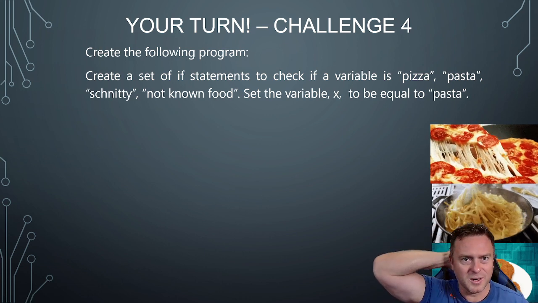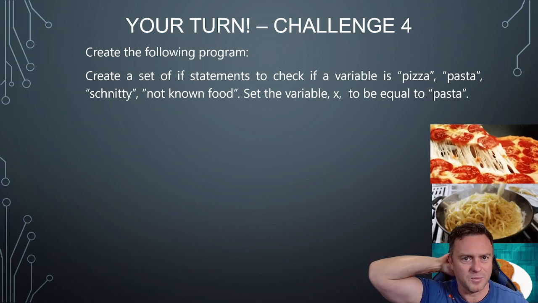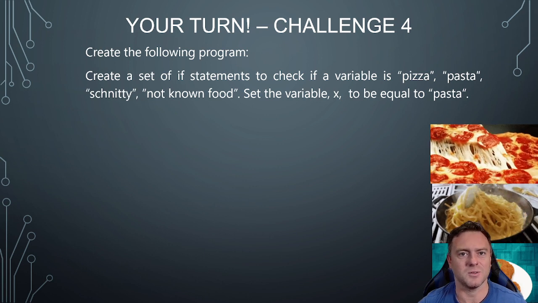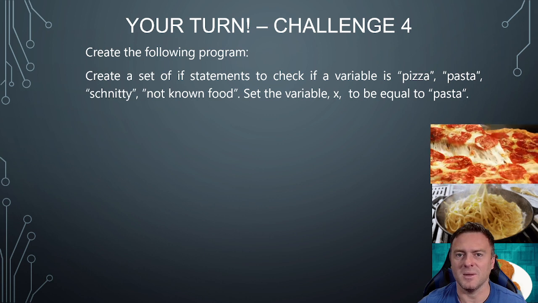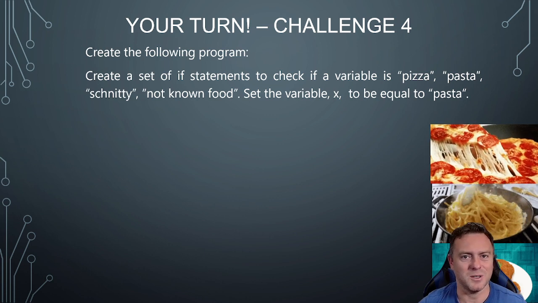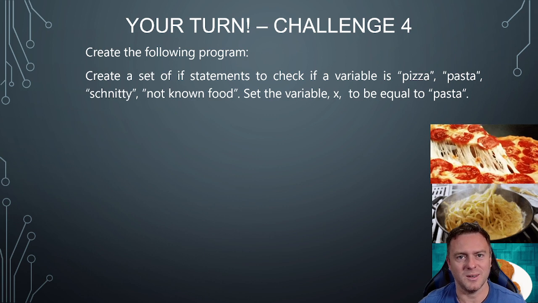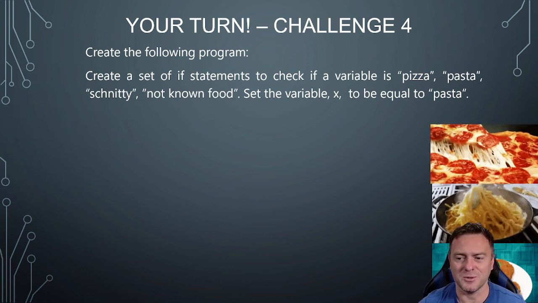So the next one I want you to have a go, try and do your own challenge here. So the following program, check to see if the variable is pizza, pasta, or a schnitty, or not known food. We're going to set the X to be equal to pasta. So it's very similar to what you wrote before, and see if you can build this from scratch. So try and not copy what I've done. Try and do this by yourself. So just pause the video.